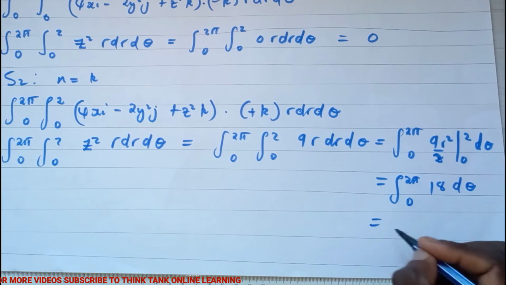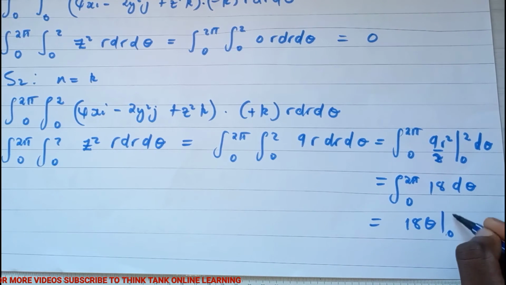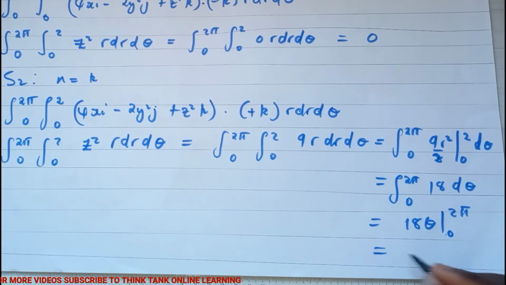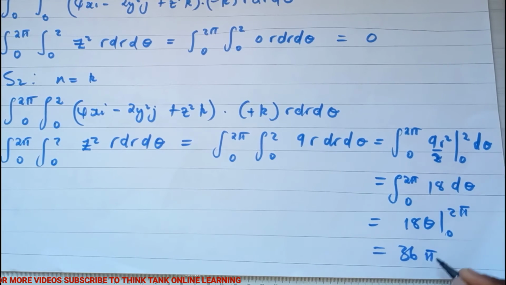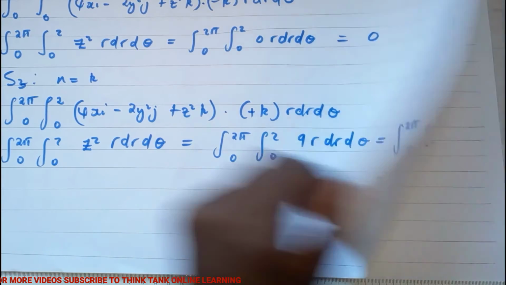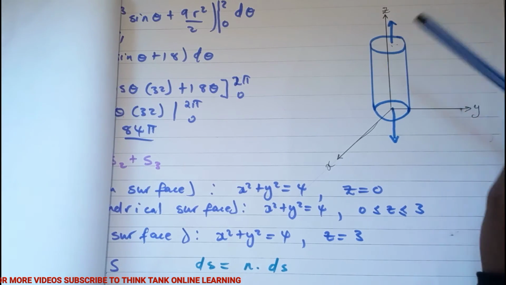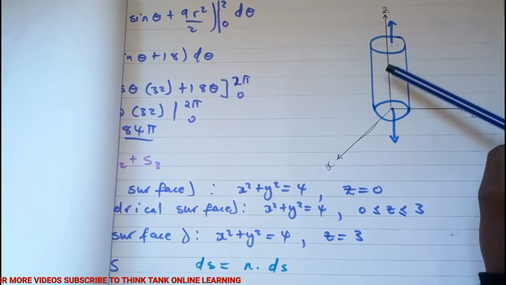Okay, and if we integrate with respect to theta, we're going to have 18 theta, the angle from 0 to 2 pi. So this is saying 36 pi. That was for the third surface. Okay, I'm sorry, the second surface, the third surface. Now I've finished with the easier surfaces, the first one and the third. Now I'm going to the second surface.